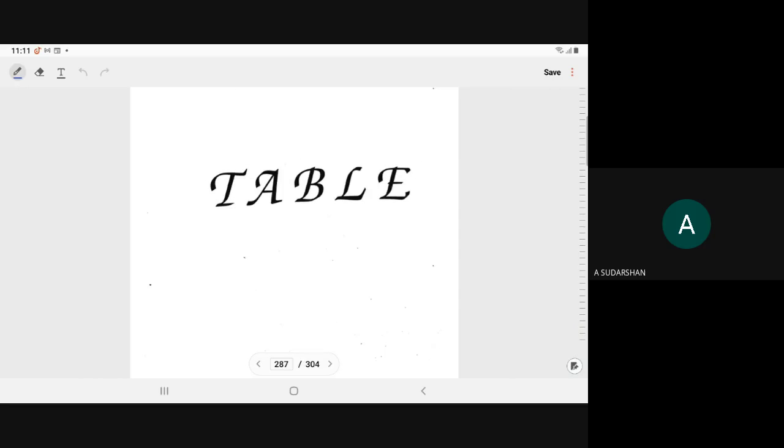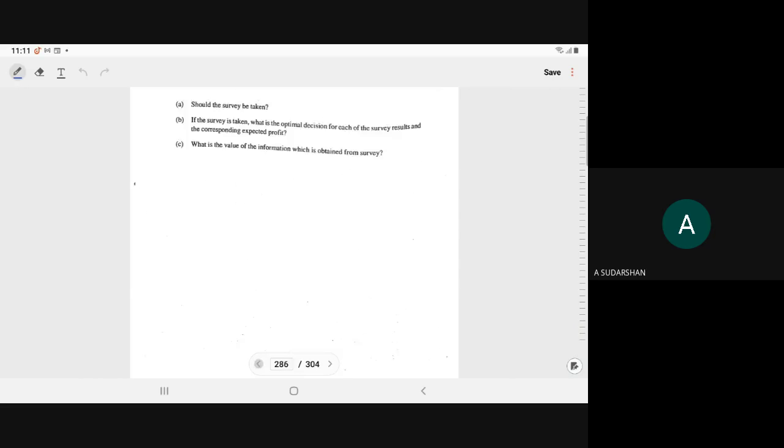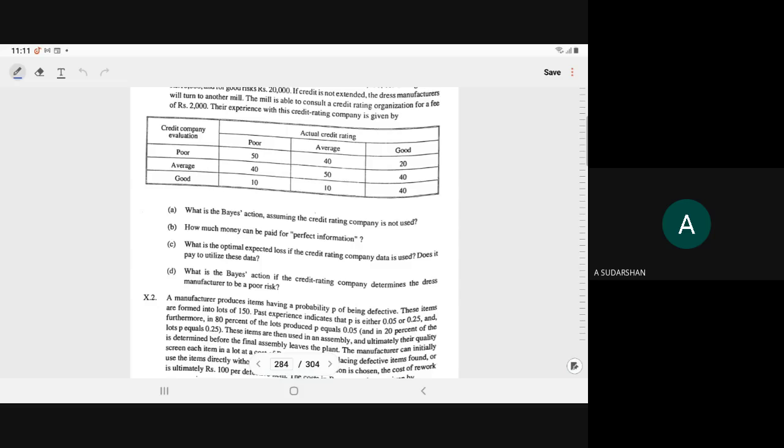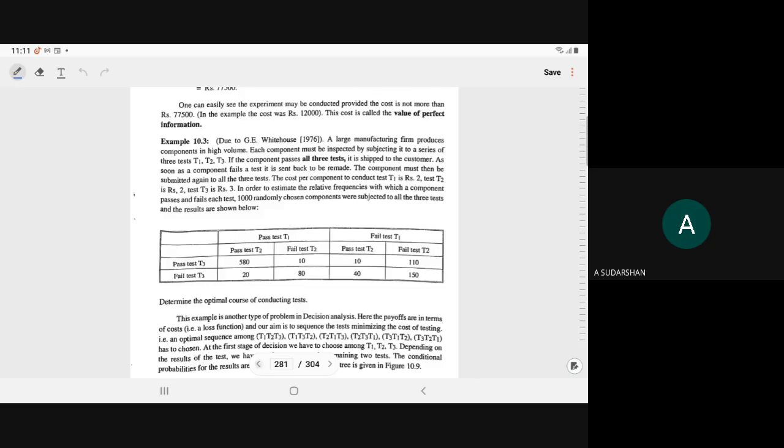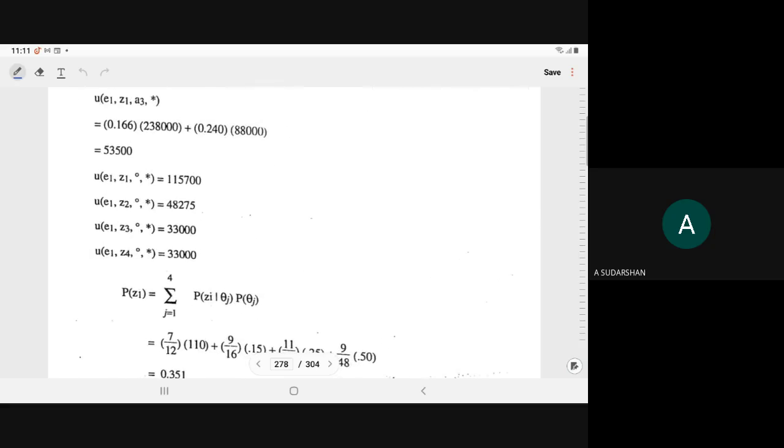Will I have to form the table with something like 12 columns? No, no, no. That kind of table you cannot draw there.